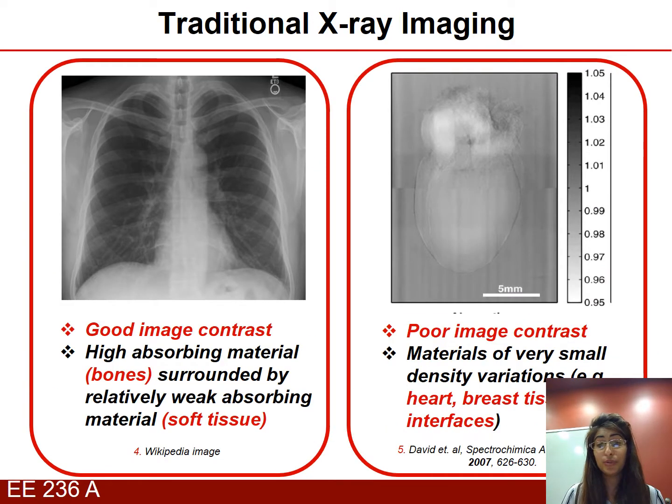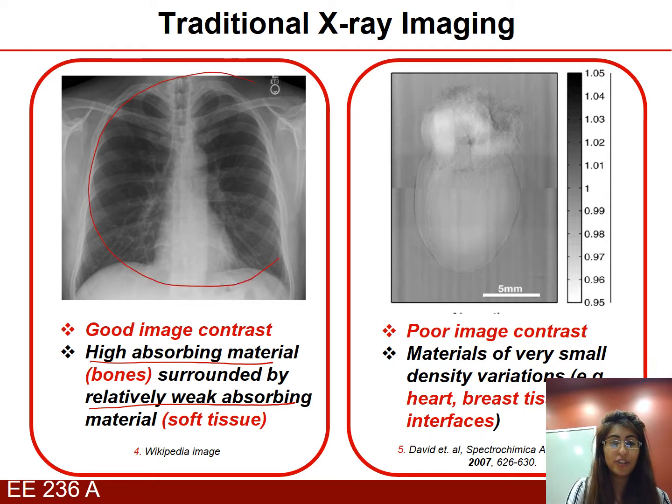This technique usually works really well where highly absorbing materials, such as bones, are surrounded by relatively weakly absorbing materials, such as soft tissue. Here you can see the chest X-ray. It shows a pretty good image contrast.